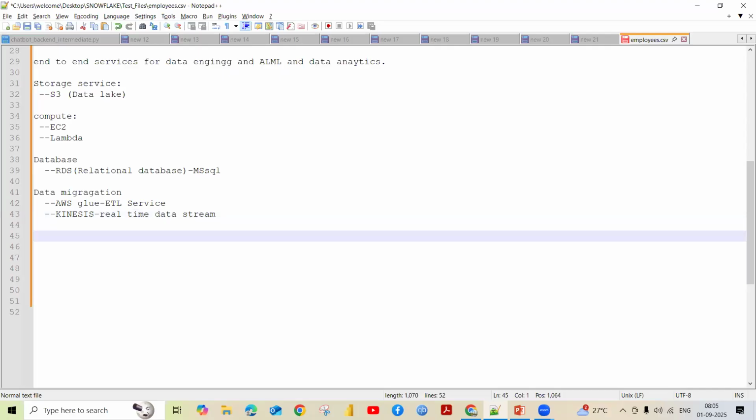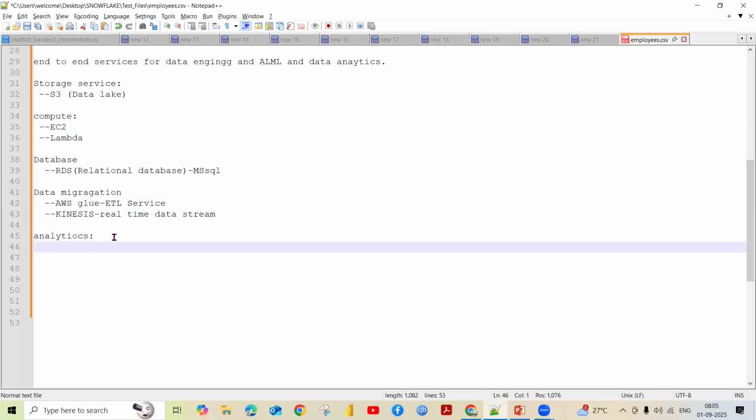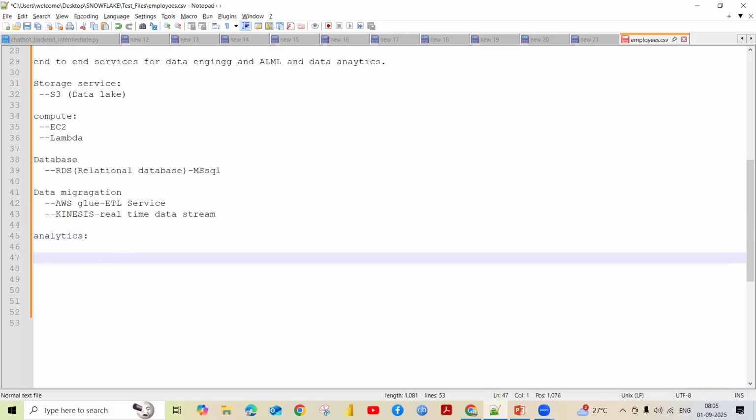And then we have the analytics services offered by AWS. So what are these services? We have Redshift. It is also a cloud data warehouse in AWS, which does similar functionality to Snowflake. So that we will also learn.